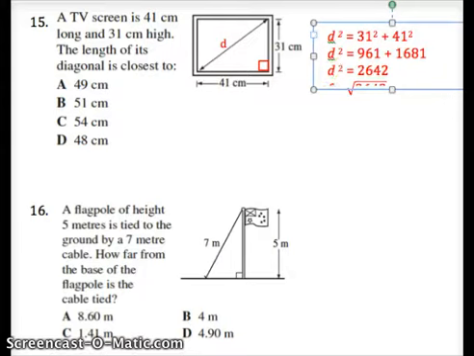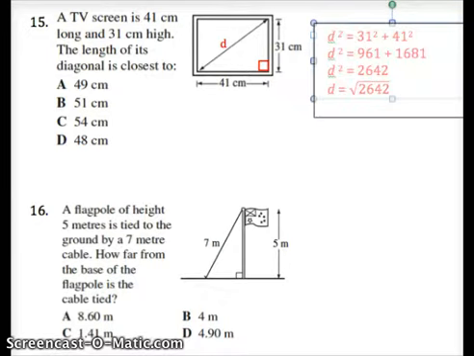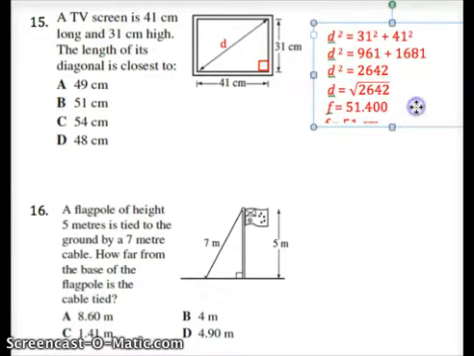So then we want to work out D on its own. Now, opposite of squared is square root. So we can now say that D is the square root of 2642. We can work that out on our calculator, and we get 51.4. Now we have to look at all these answers and they're to the nearest whole number.